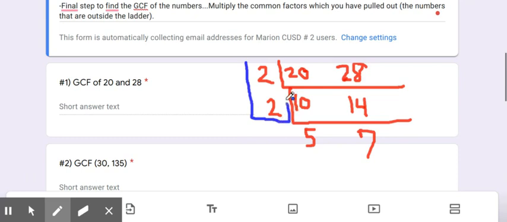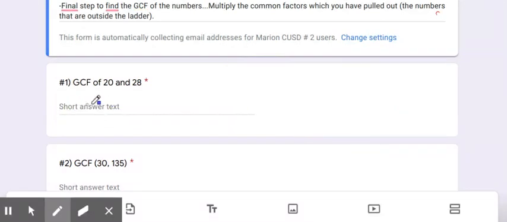I'm going to draw a box straight down the side. You see this blue box that goes straight down? I'm going straight down, and I'm multiplying these common factors together. So I'm going to multiply this factor 2 times this factor of 2. Well, what's 2 times 2? And that would be 4, correct? So the GCF is equal to 4, okay? So in this box right here, where it says short answer text, all you're going to put is the number 4. That's it.